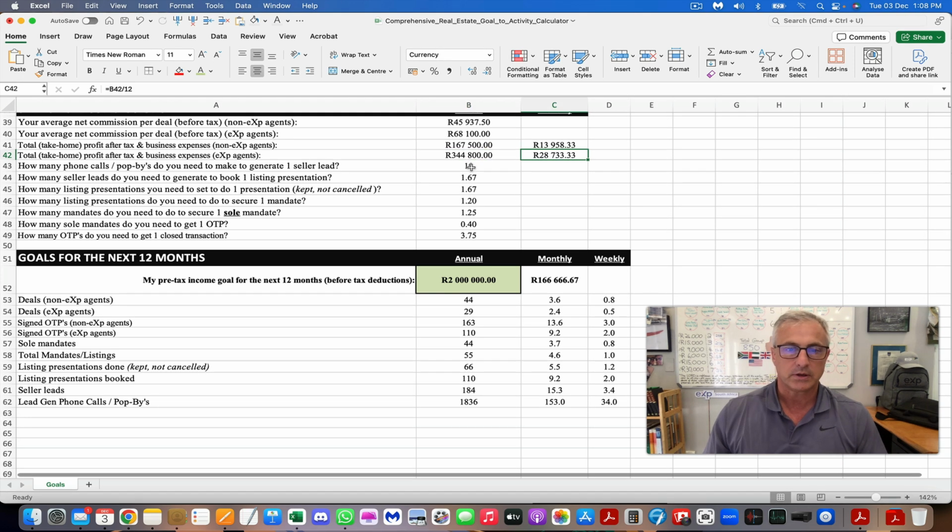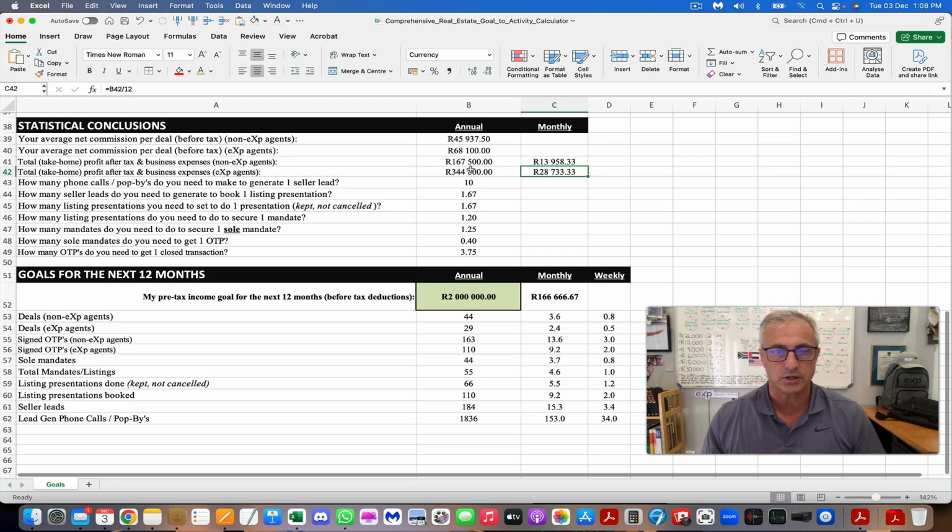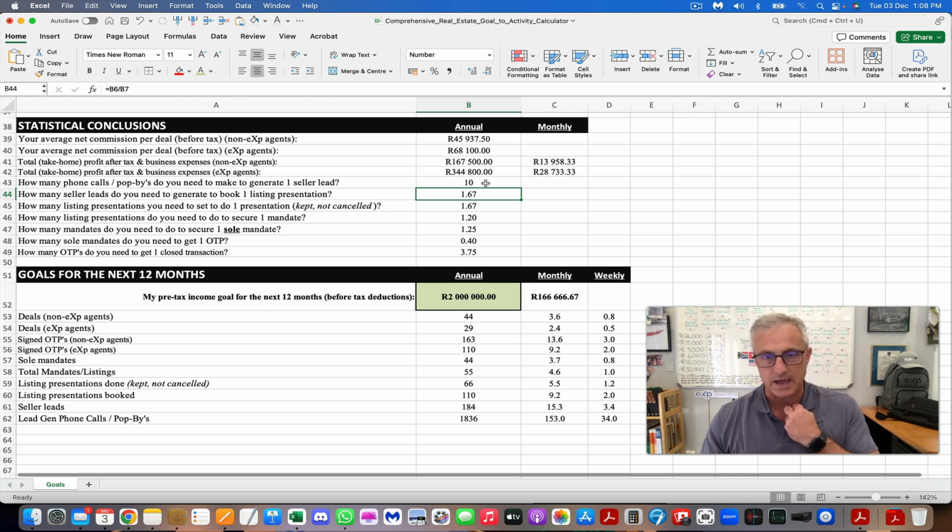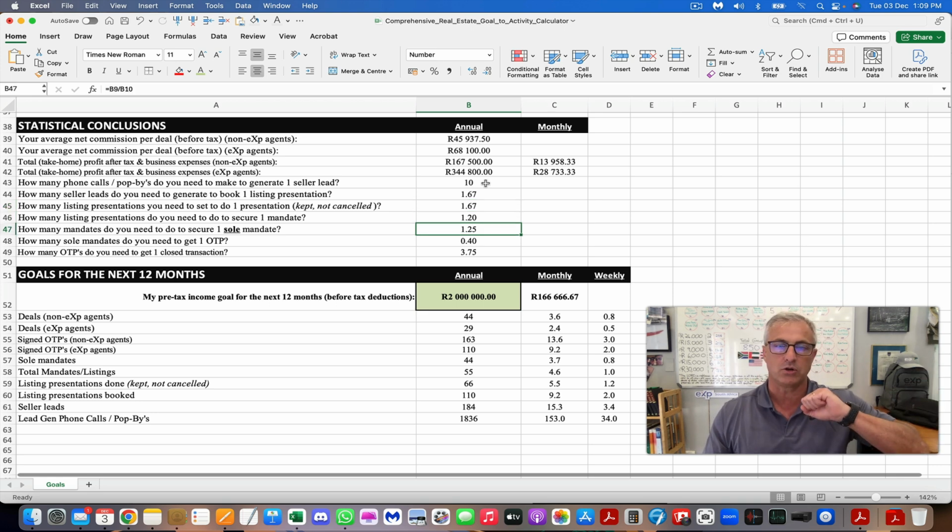Okay, the next statistical conclusion that this thing has come up with is, in order to generate one seller lead, based on the numbers you put in, you need to make 10 phone calls or pop-bys. The next number down is how many seller leads you needed in order to book a listing presentation. And it's almost 2. Then how many listing presentations you need to book in order to actually successfully do the listing presentation so that it's not cancelled. That's almost 2 again, 1.6, and so on. You can read through the statistical conclusions here.